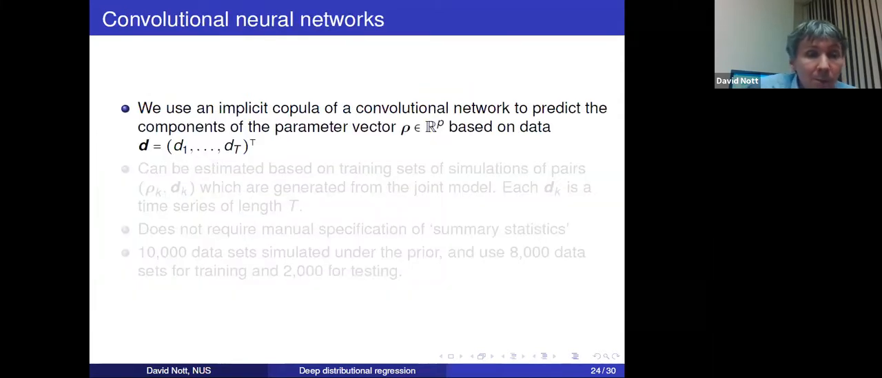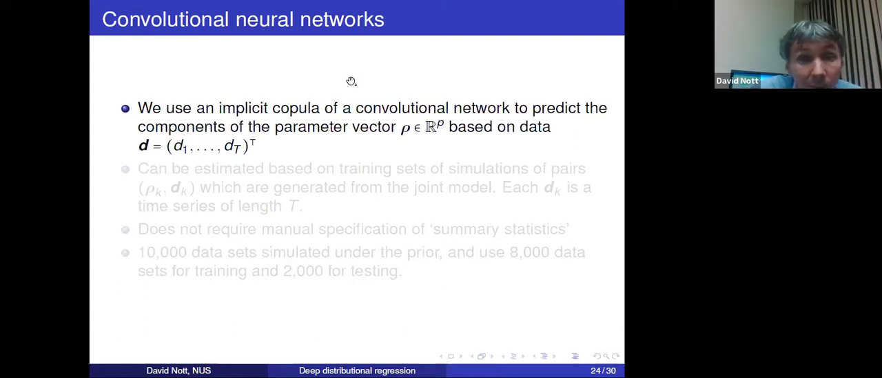Now we're going to use our copula approach here, using an implicit copula of a convolutional network. I'm not going to describe convolutional networks, but they're neural network architectures that are very convenient for structured feature vectors that might take the form of a time series or an image.